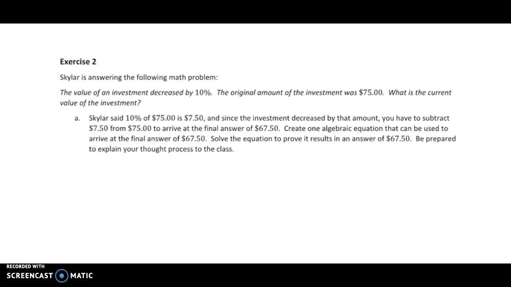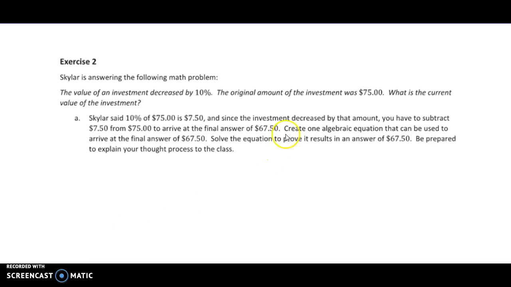Now, exercise 2, I was playing around with having you do this one on your own, but I think I will just briefly talk about it here. Skylar is answering the following math problem. The value of an investment decreased by 10%, and the original amount was $75. What's the current value? They already give you the original 75. Skylar said that 10% of $75 was $7.50. Yes, I believe that. Then you have to subtract that away because it's a decrease.